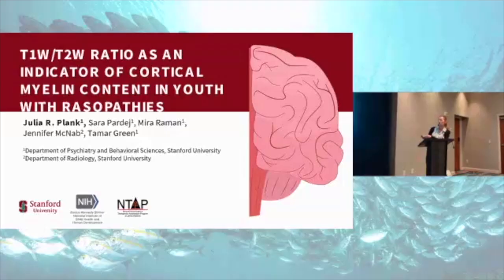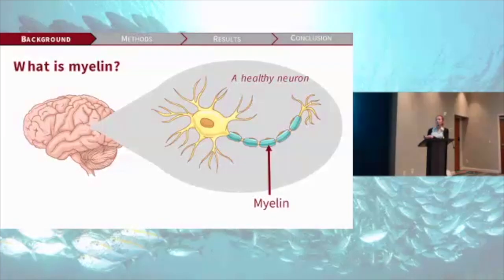Okay. So I'm going to present on the T1-T2 ratio as an indicator of cortical myelin content in youth with RASopathies. So first of all, what is myelin? Myelin is a fatty substance that essentially forms a sheath around the axons of brain cells or neurons. It acts as insulation, allowing for efficient neural signaling, and it's really important for effective communication between different brain regions.